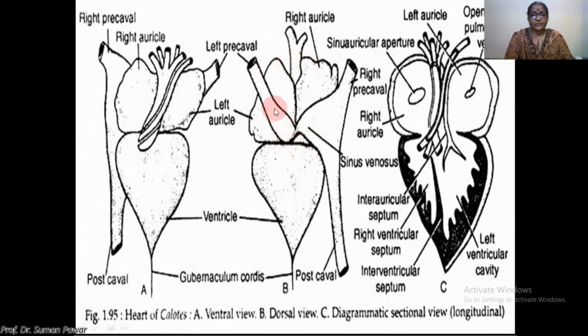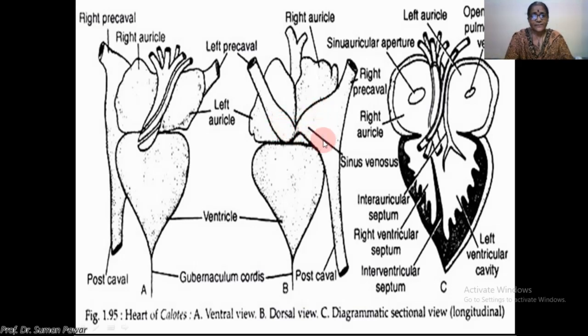This is the dorsal view. This is the left auricle, which is rather smaller in size compared with the size of the right auricle. This is the right auricle. Here is the right precaval vein, which joins with the postcaval, and thus it forms the sinus venosus, which is shifted over the right auricle, and the left precaval shows a constriction through which it drains its content into the sinus venosus.